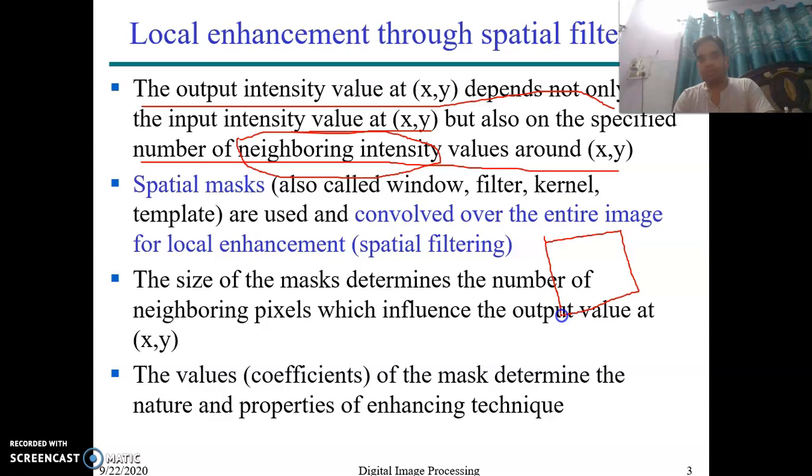So I have already told you that we will take a mask of 3 cross 3 or 5 cross 5 or 9 cross 9. Any type of mask we will take, and we will just move this mask over the image from left to right and from up to down on the entire image, and the pixel gray level values will be changed according to the components of the mask. So by convolving this mask, we will get the desired enhancement results. It is also written here, spatial masks are also called windows, filters, kernels, or templates. So these masks have various names. We call them windows, we also call them filters, kernels, and templates, and they are used to convolve over the entire image for local enhancement.